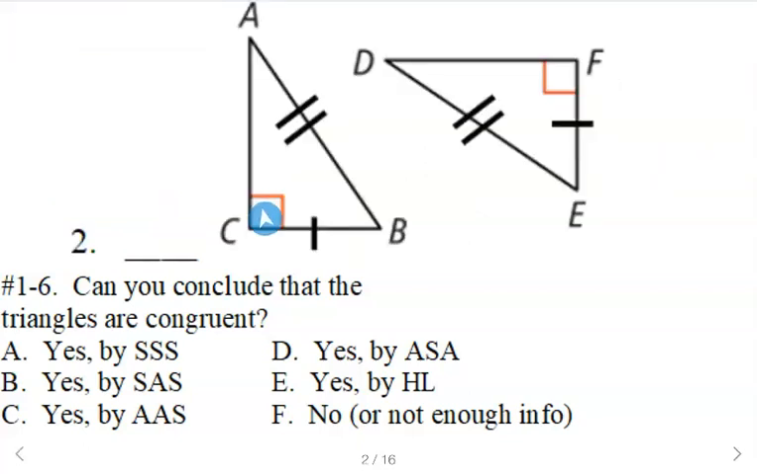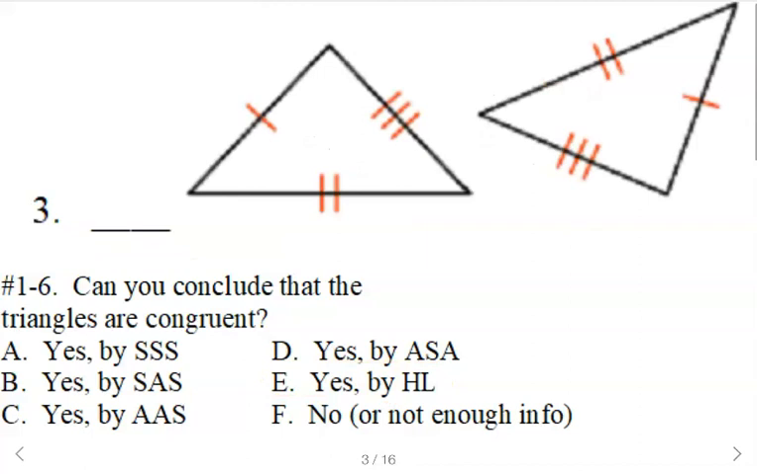All right, here we've got a right triangle, and we've got the hypotenuse congruent and a pair of legs congruent. So we've got hypotenuse leg, choice E. This time we've got all three pairs of sides, and so those are congruent by side, side, side.